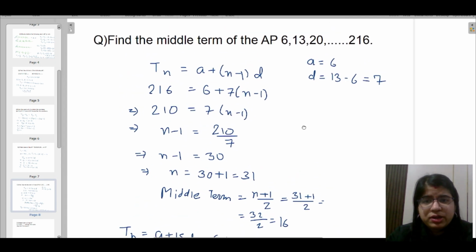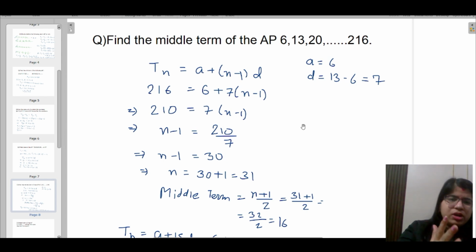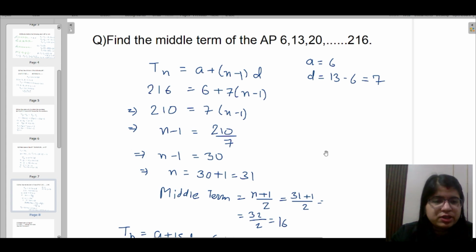So students, let me tell you what we have done here. Here we have to find the middle term of an AP. How can you find it? If I am telling you to find the middle row, firstly you will see what is the total number of rows. If the number of rows is 7, then you will say 7 plus 1 by 2 is 4 here. So the 4th is the middle row. So here we have to find the middle term. 216 is the last term. We found that the total number of terms is 31 here. For the middle term we applied n plus 1 by 2, so we got 16. And for T16 we simply put A plus 15D, and then we got the answer.